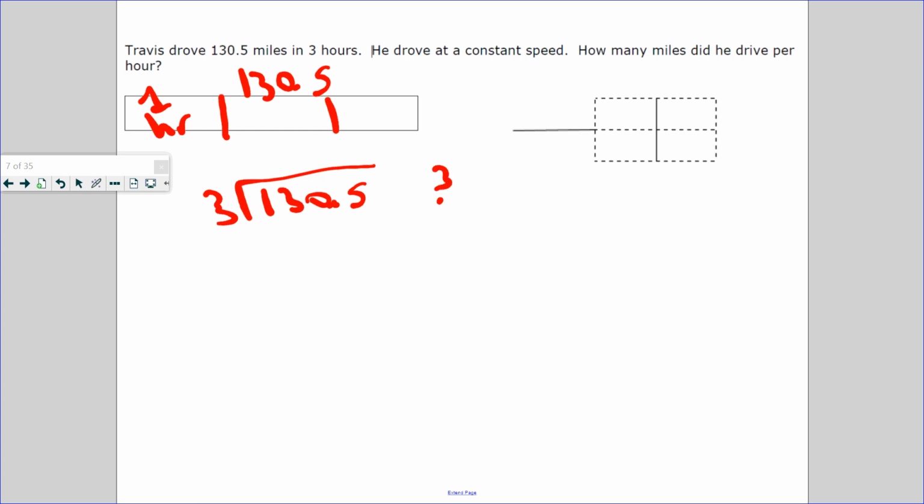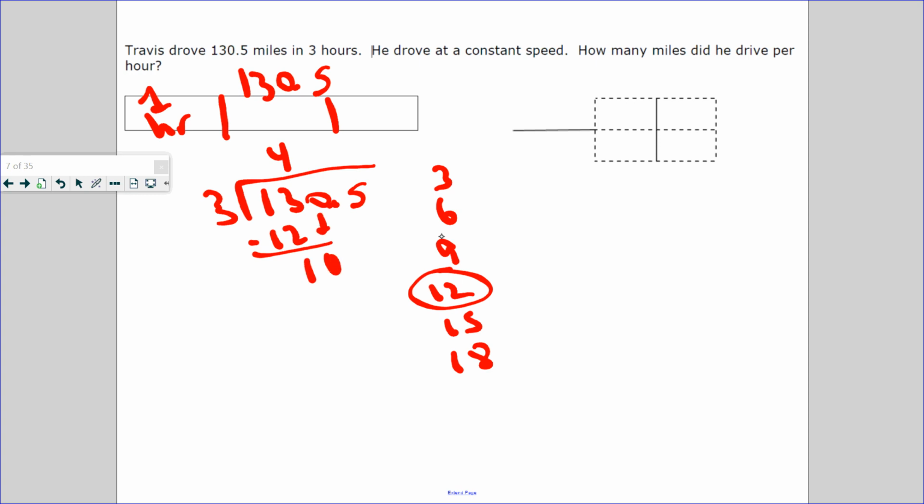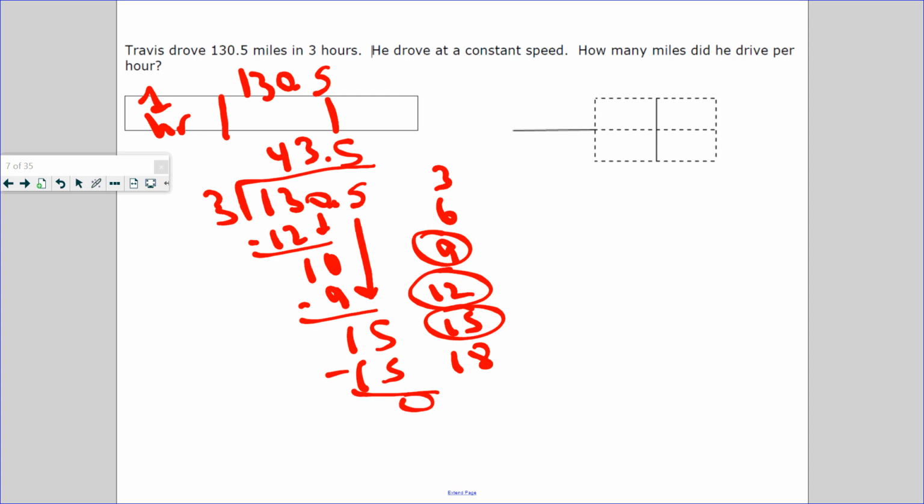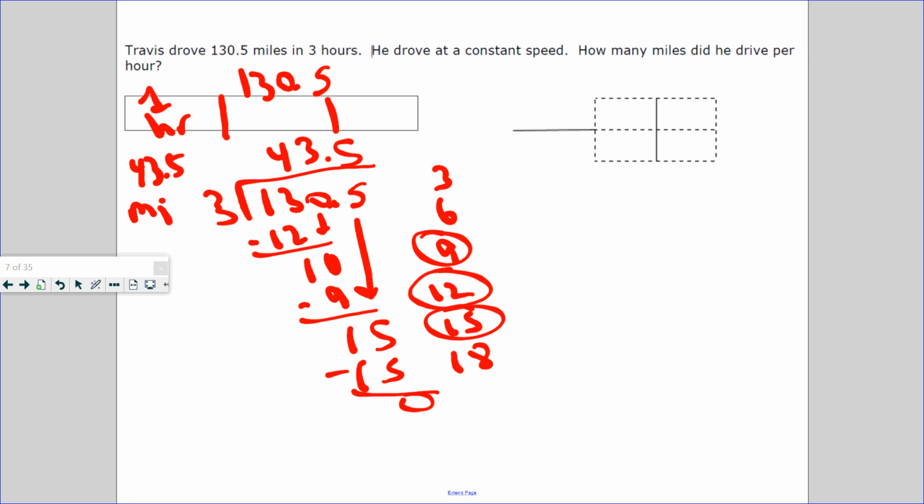Let's write out my threes. 3, 6, 9, 12, 15, 18. How many threes go in 13? About 4 times, which is 12. 13 minus 12 is 1. Bring down the 0. It goes in 3 times. 10 minus 9 is 1. Bring down the 5. It goes in 5 times. So don't forget the decimal point right there. There's no more remainder. So he drove 43.5 miles in 1 hour.